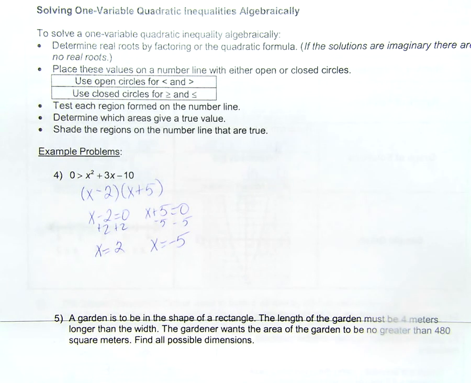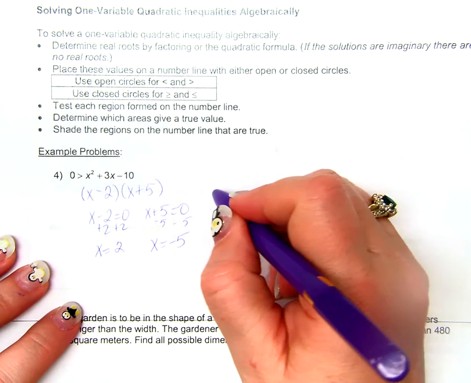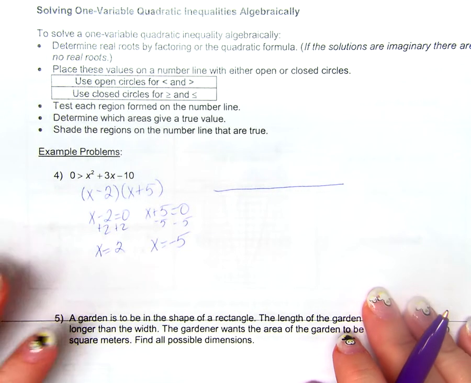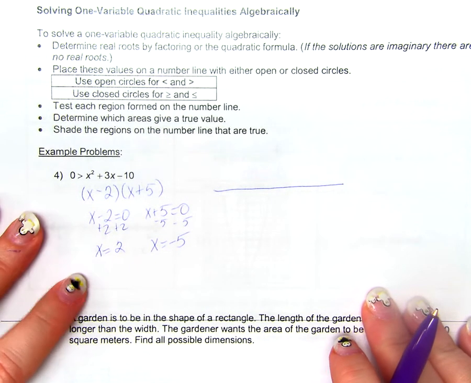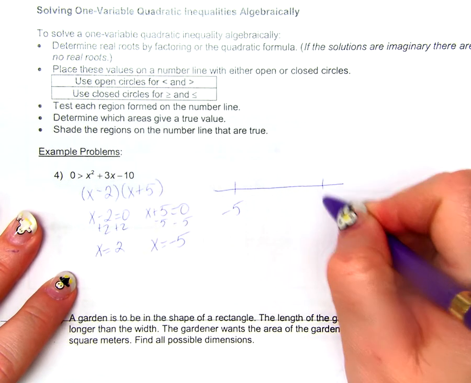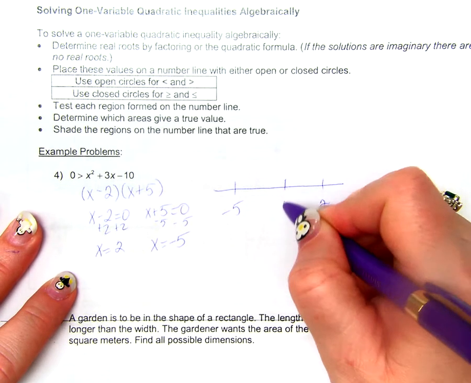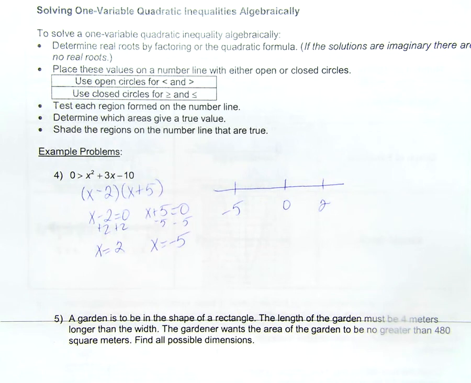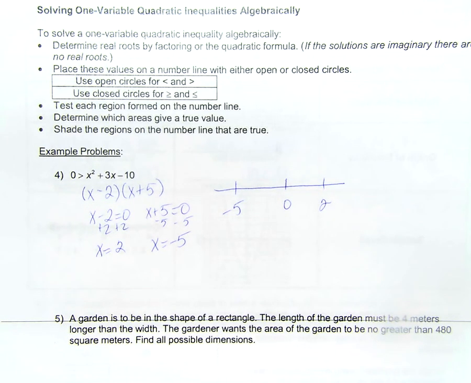Now I need to graph this. But remember, this time I only have one axis, only the x values. So I have a negative 5 and I have a 2, and I really need my 0. This is not really the scale, is it? The 0 would be a little bit more to the right. But here's the deal. This is where I have to figure out where to shade, because I still have to shade, don't I?